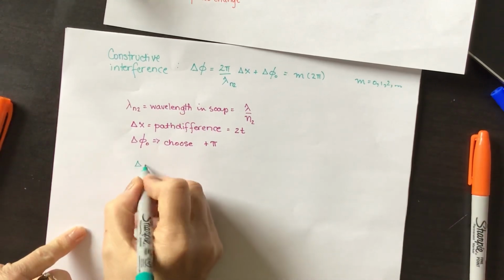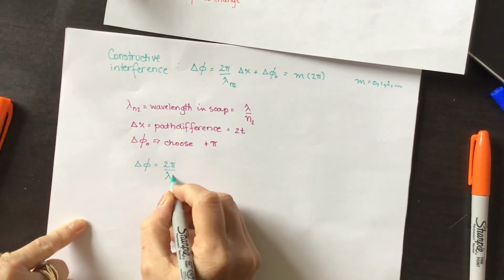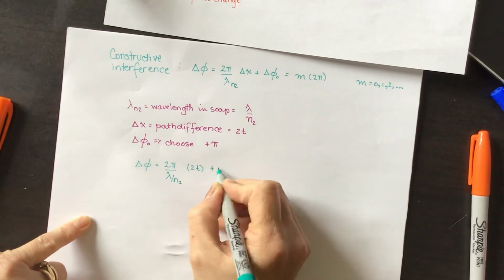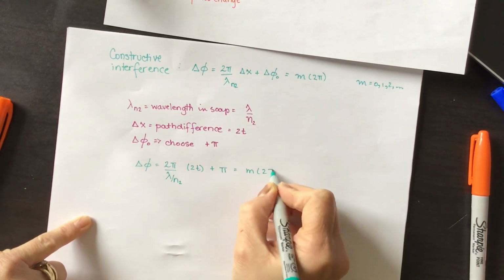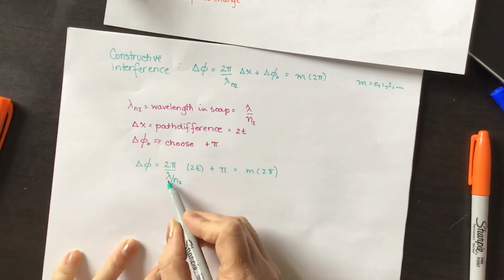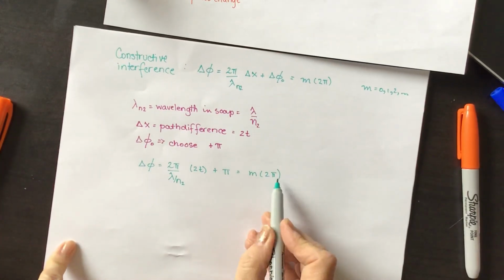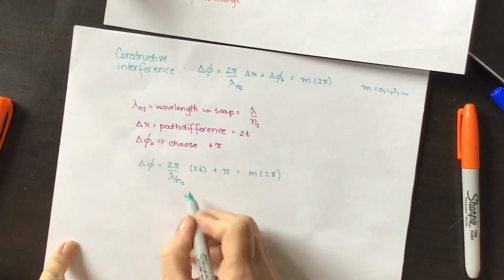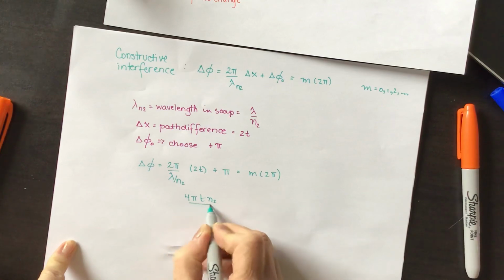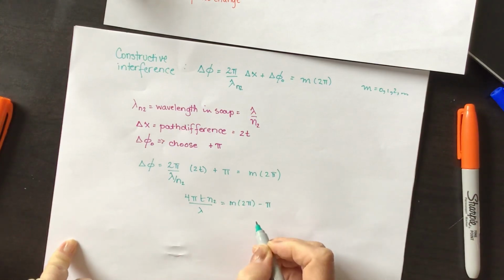So what I get is my delta phi, my phase difference, is 2 pi over the wavelength in the soap, which is lambda, the wavelength in the vacuum or air, divided by n2, times delta x, which is 2t, plus delta phi naught, which is pi, equals m times 2 pi. If we look at this equation, we know everything here, and we want to solve for t, and we know our lambda, so let's start to simplify this equation and see where we get. So the first thing I'll do is I'll take this pi to the other side. So 2 times 2 is 4. 4 times pi times t. n2 is in the denominator of a denominator, so I can bring that up to the numerator. Divided by lambda equals m times 2 pi minus pi. So that's what I've got so far.